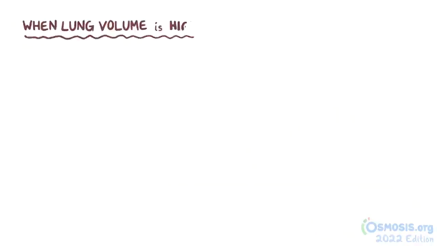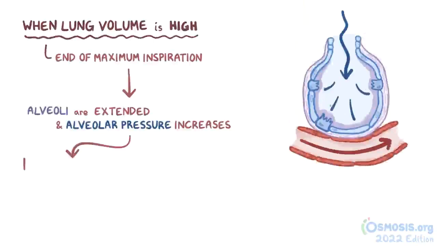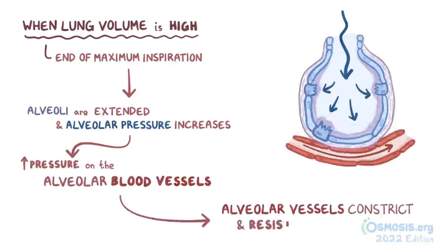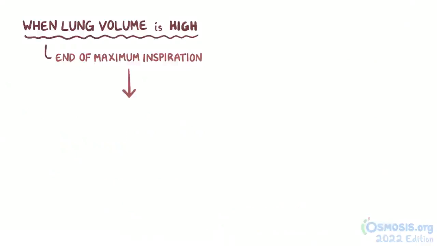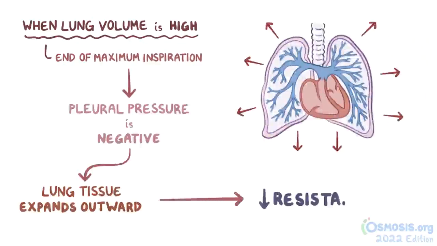When lung volume is high, like at the end of maximum inspiration, alveoli are extended and the alveolar pressure increases, pressing down on and applying increased pressure on the alveolar blood vessels. The result is that alveolar vessels constrict and resistance increases. But also during maximum inspiration, pleural pressure is negative, and that means that lung tissue expands outward, pulling open the extra-alveolar vessels and decreasing their resistance.